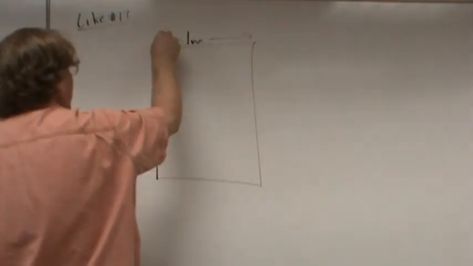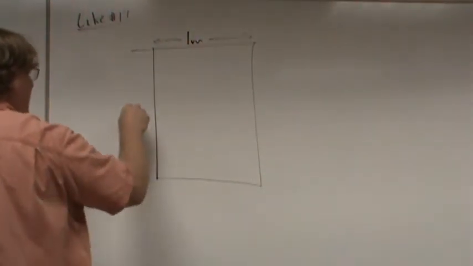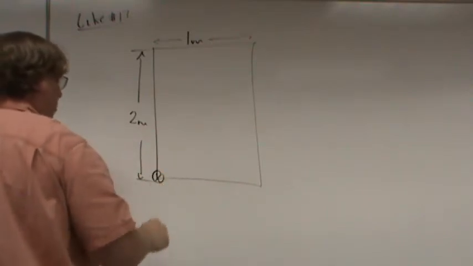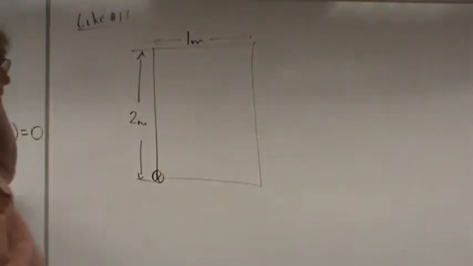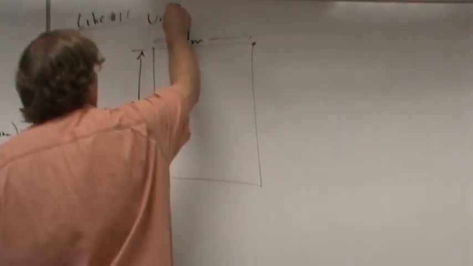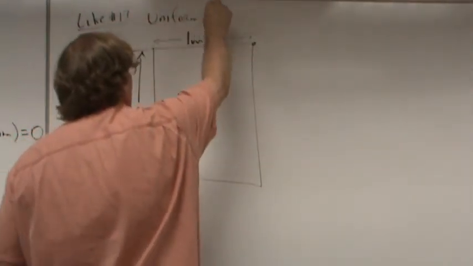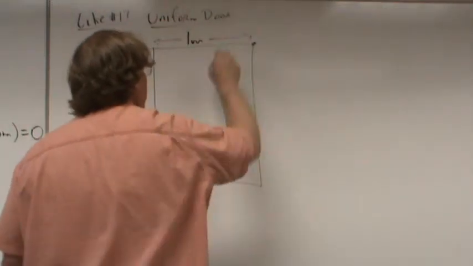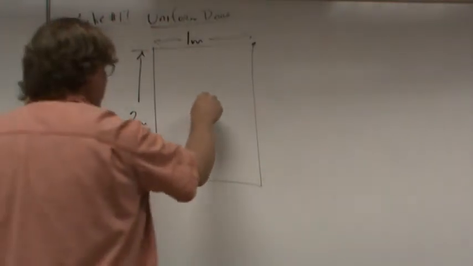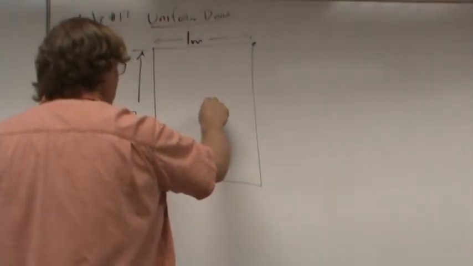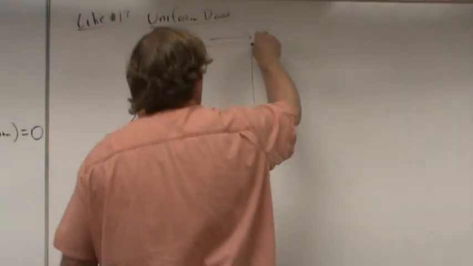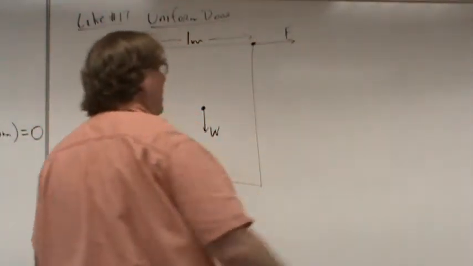This distance from there to there is 1 meter. This distance from here to here is 2 meters. This is your point of rotation. It's a uniform door. So the center of mass is going to act, rather the weight of the door is going to act at the center of mass of the door. So here's the weight of the door. And here's another force, which I'll call F.